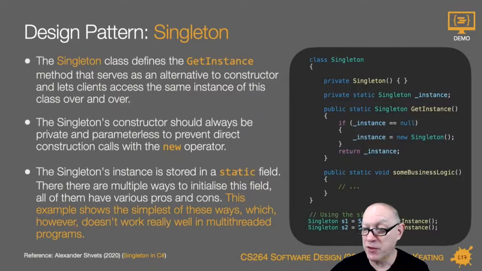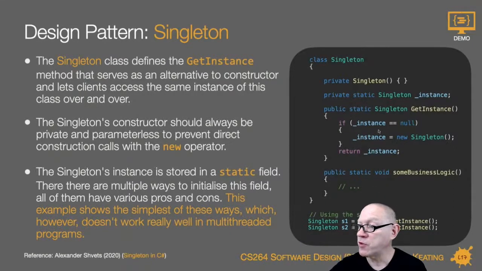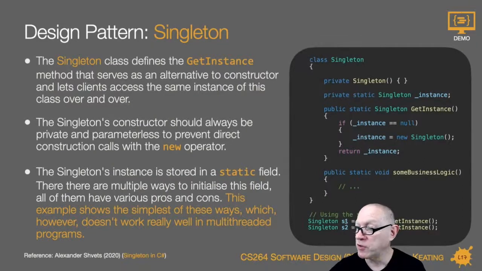The instance is stored in a static field, and there are multiple ways to initialize that field, with lots of pros and cons, and we see them as we work through this class. This example shows the simplest of these ways. It doesn't really work well in multi-threaded environments, because what happens if two threads of execution want to access the singleton?